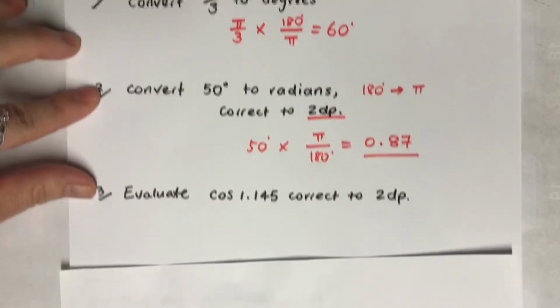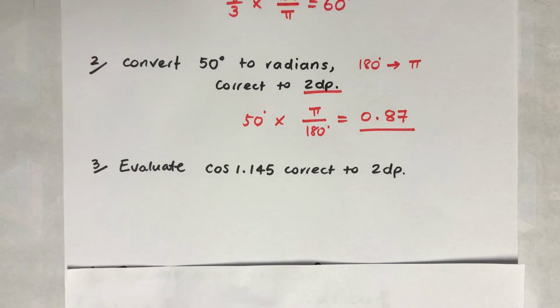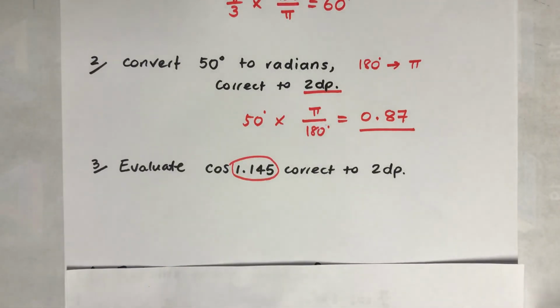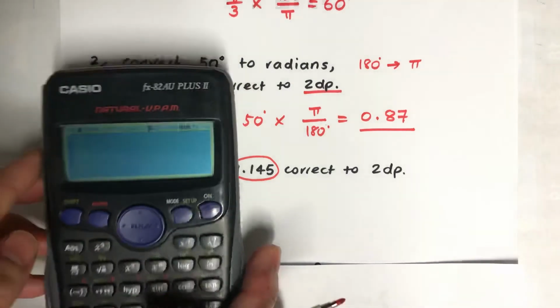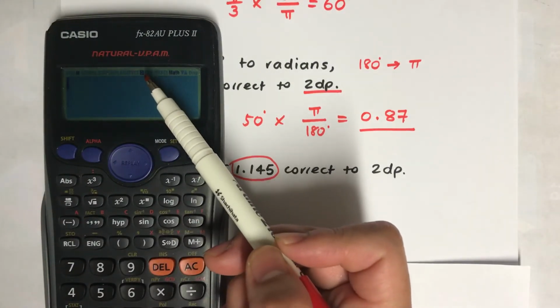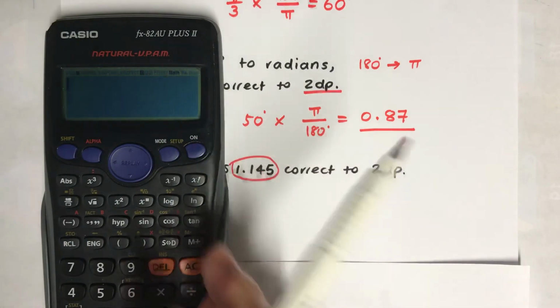Excellent. Now this is an interesting one. Now you might say, oh, cos 1.145. I haven't seen that one before, because normally it's in degrees, isn't it? Cos 30 degrees or cos 180 degrees or something like that. Now it's cos 1.145. Now it's in radians, okay? So when we calculate this, we need to change, okay? Can you see that that's degrees? We need to change that into radians.